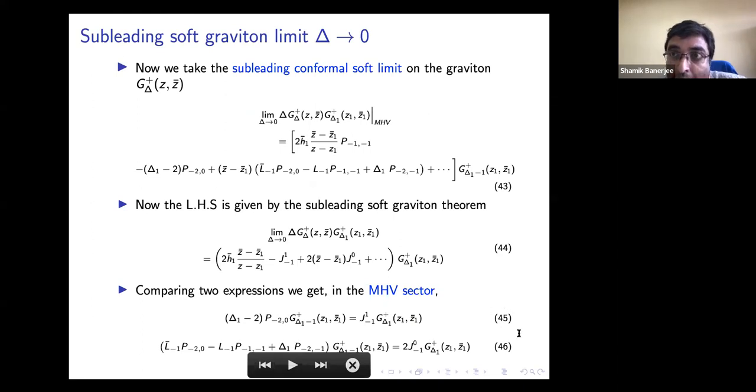these two relations between the descendants, one of which is this delta 1 minus 2 p minus 2 comma 0 G plus delta 1 minus 1 and J1 minus 1 G plus delta 1 Z1 bar. And we have this 46 here. This essentially comes from this order Z bar minus Z1 bar. And this first relation comes from order 1 term, is p minus 2 comma 0. And you can see that these relations have to be true, okay?